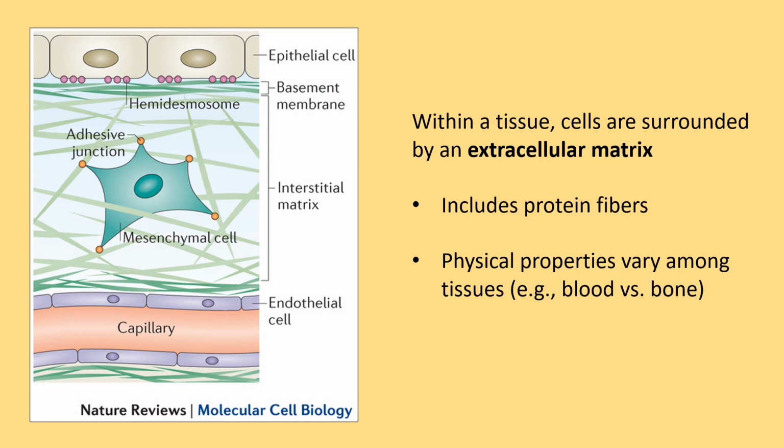So for example, think about the physical properties of bone versus the physical properties of hyaline cartilage. Hyaline cartilage makes up the squishy part of your nose. And obviously bone is hard and solid like a rock. That's due mostly to the differences in the composition of the extracellular matrix.